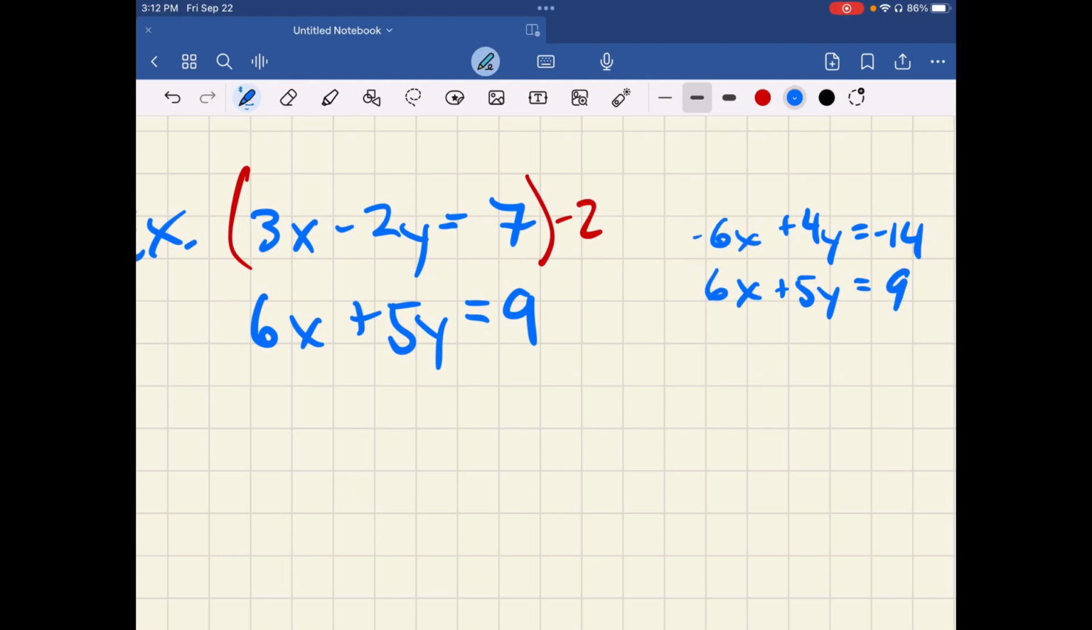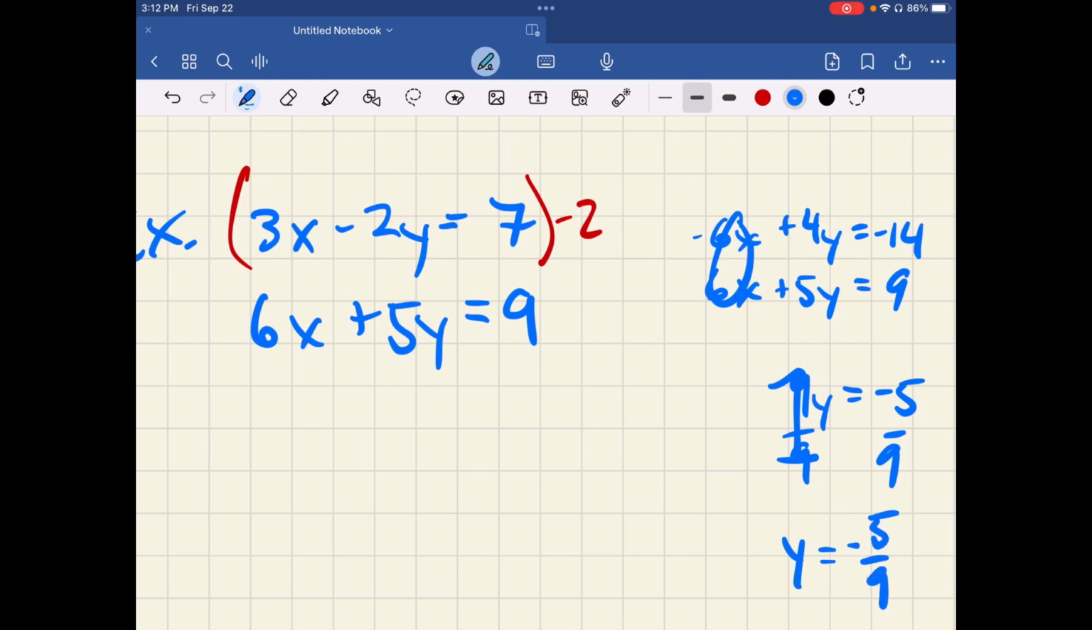So now what will happen is I have negative 6x plus 6x is 0. 4y plus 5y is 9y. Negative 14 plus 9 is negative 5. Divide by 9 to both sides. That ends up being a 1. And I got y equals negative 5/9.